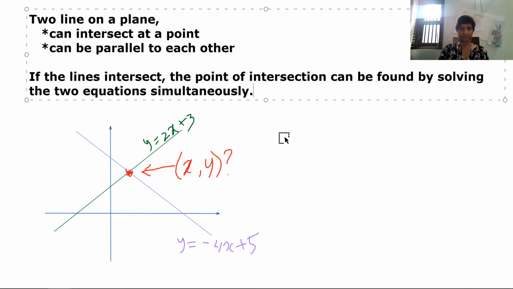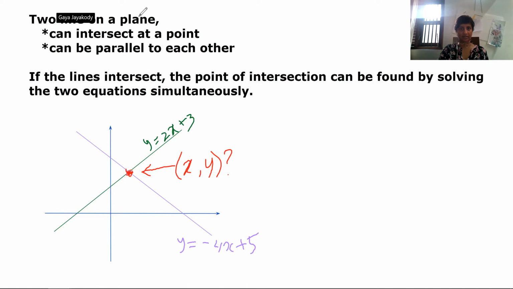And then draw this like an example. Copy this like an example.